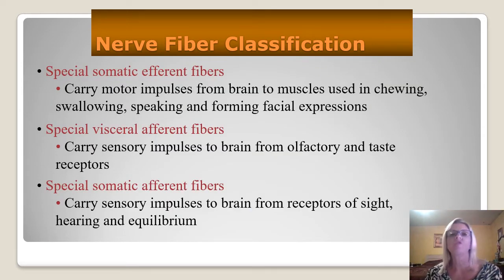We've got special somatic efferent fibers that carry motor impulses outward from the brain to the muscles to be used in things like chewing, swallowing, speaking, and forming facial expressions. And then we also have some special visceral afferent fibers that carry those sensory impulses inward to the brain from olfaction and taste receptors. Olfactory receptors are our sense of smell, and our taste and smell are often related, and that's not just in our head, that's actual. They do come together.